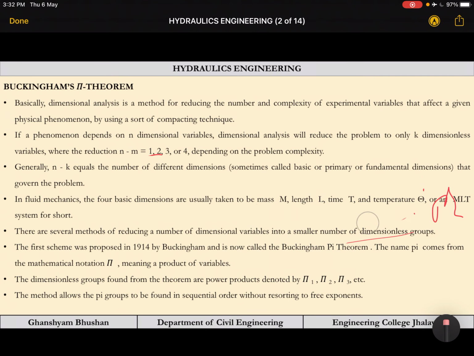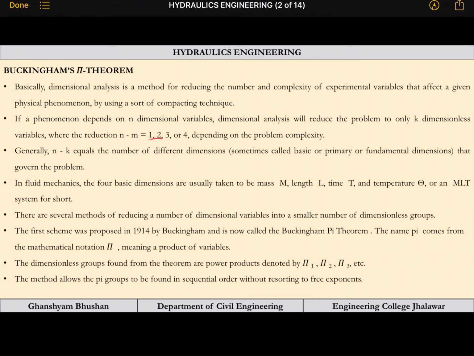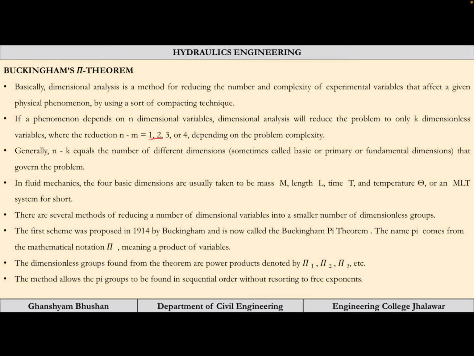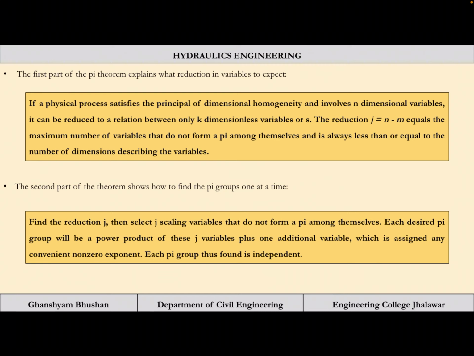The dimensionless groups to be found from the theorem are power products denoted by pi 1, pi 2, pi 3, etc. The method allows the pi groups to be found in sequential order without resorting to free exponents. Let us try to understand what this means. There are two parts of this pi theorem. First, if a physical process satisfies the principle of dimensional homogeneity and involves n dimensional variables, it can be reduced to a relation between only k dimensionless variables.